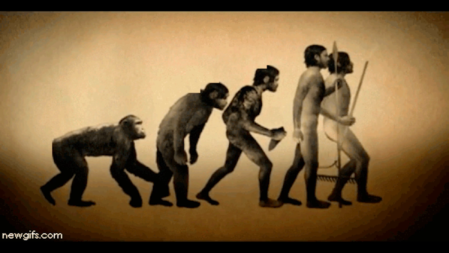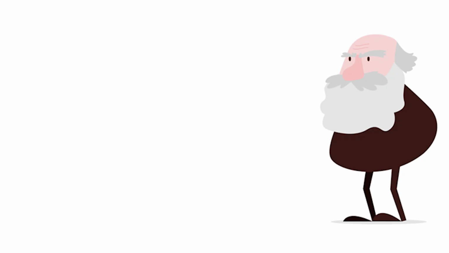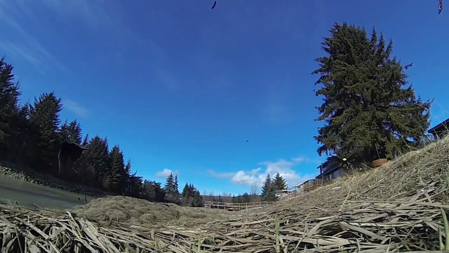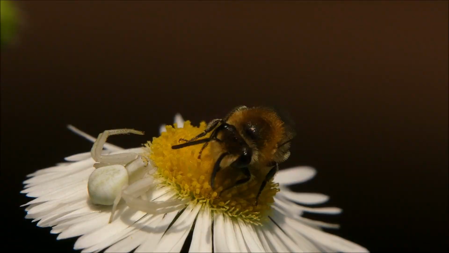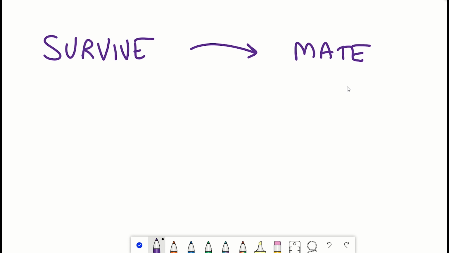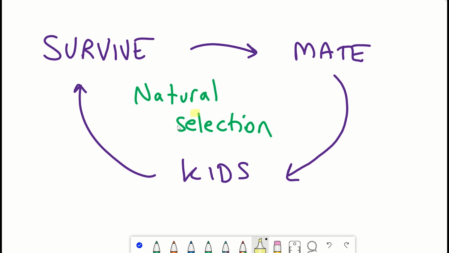Charles Darwin is famous for his theory of natural selection, or survival of the fittest, as it's known colloquially, though not formally termed by Darwin. More tolerant to stress, better at catching prey, or better at hiding from predators, these individuals survive, they have sex, they pass on their genetics, and the process repeats.